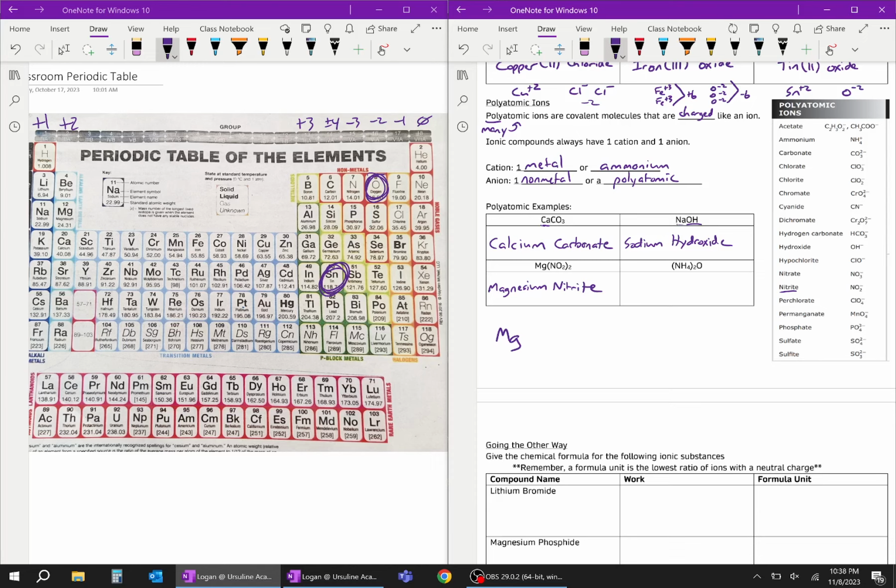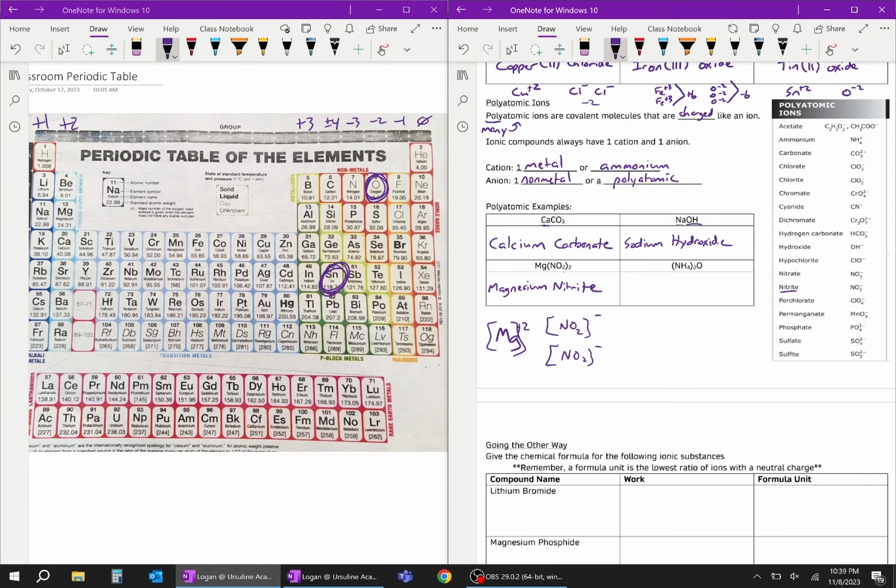So magnesium always has a +2 charge. Nitrite, you see over here, has a -1 charge. And so let's put these in brackets. Nitrite, NO2, has a -1 charge. The other nitrite will also have a -1 charge. And so you end up with magnesium and 2 separate nitrites. That's why the NO2 has a 2 next to it, combining to form one formula unit.